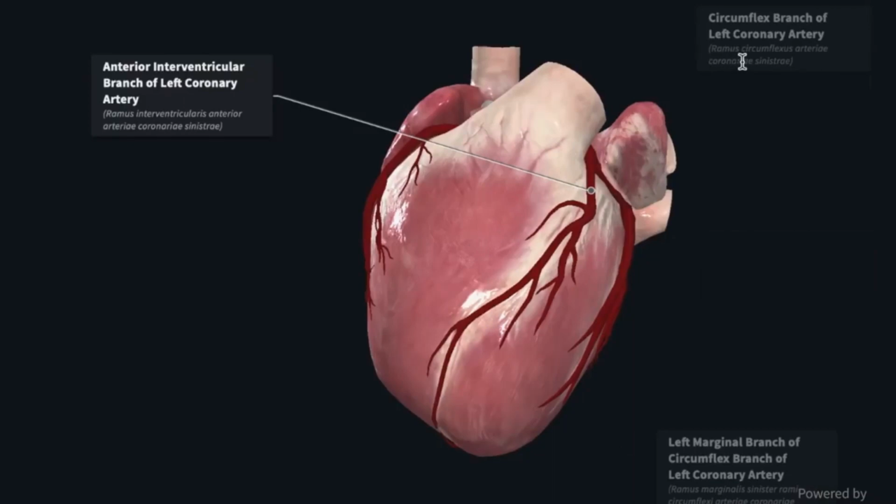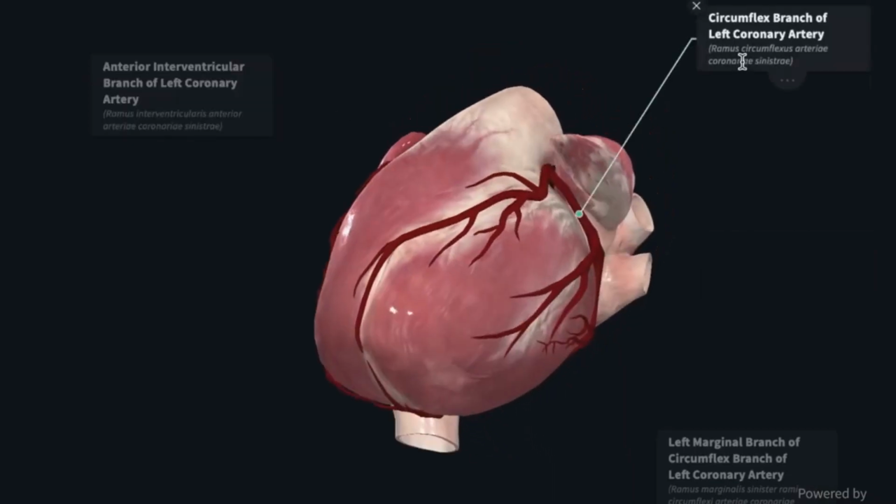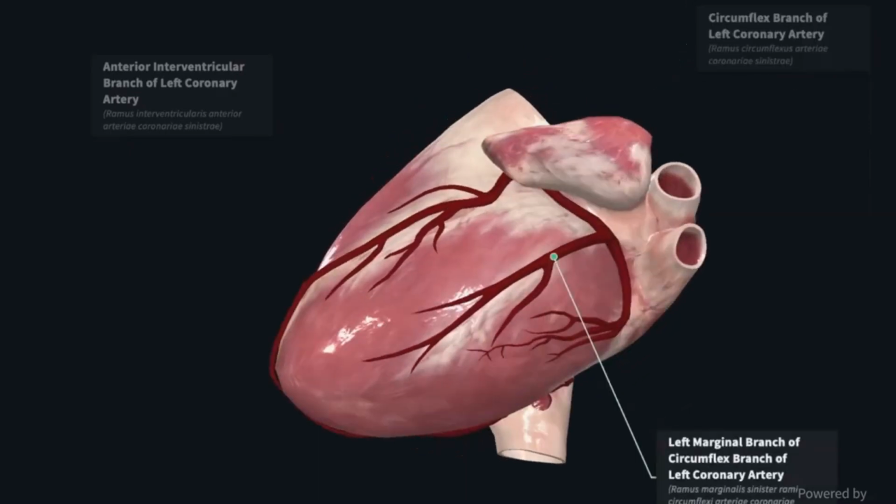The circumflex branch will continue towards the diaphragmatic surface of the heart. As it approaches the left margin of the heart, the left marginal artery will arise to continue towards the apex. As the circumflex branch continues onto the diaphragmatic surface, it may anastomose with the right coronary artery.